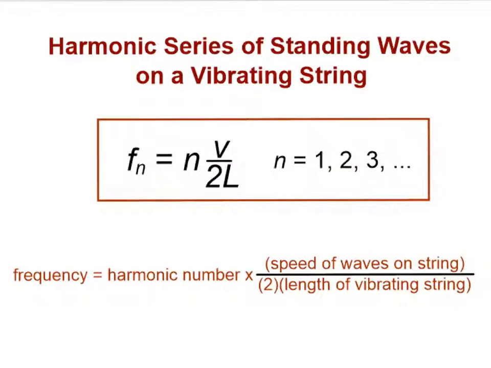So if we take all those patterns into consideration, we get a really nice little formula, an equation that describes the harmonic series of standing waves on a vibrating string. And when we're talking about a vibrating string, we can describe the frequency as equal to the harmonic number, which is 1, 2, 3, depending on which harmonic it is, times the speed of the waves on that string, divided by 2 times the length of the vibrating string.